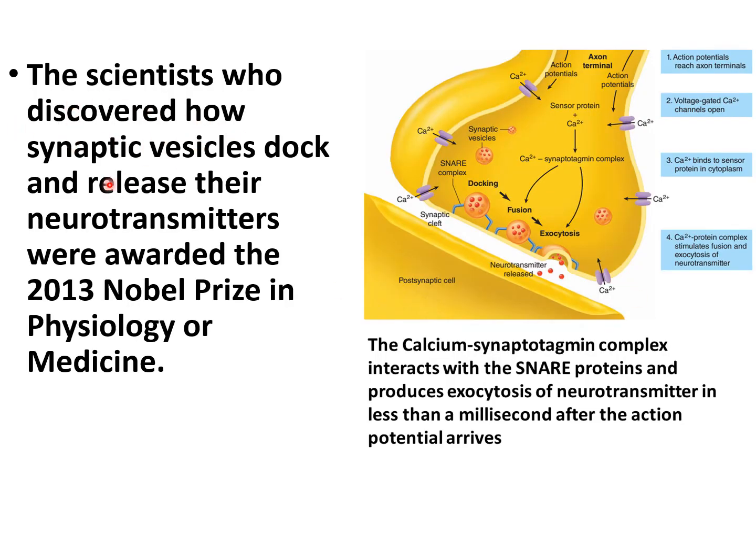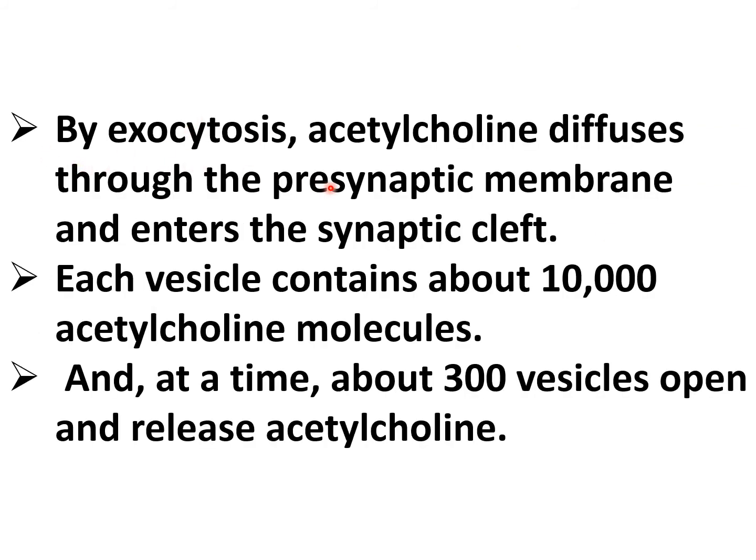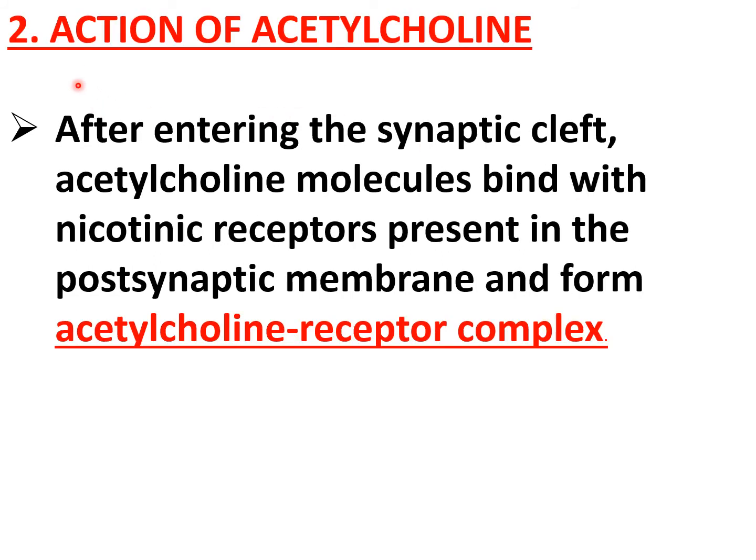The scientists who discovered how the synaptic vesicles dock and release their neurotransmitters were awarded the 2013 Nobel Prize in Physiology or Medicine. By exocytosis, the acetylcholine diffuses through the presynaptic membrane and enters the synaptic cleft. Each vesicle contains about 10,000 acetylcholine molecules, and at the same time about 300 vesicles open and release acetylcholine. So the first event that occurs at the neuromuscular junction is release of acetylcholine.